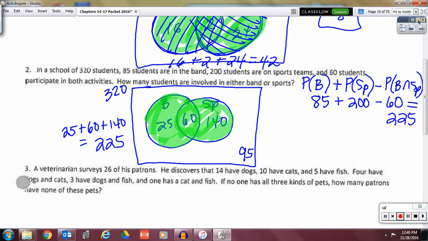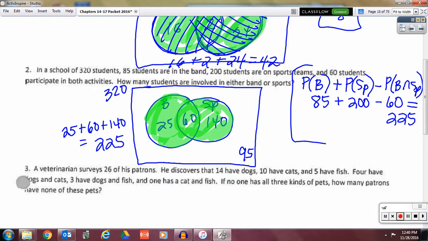Okay, so two ways. Either you've drawn your Venn diagram and you know, let's see, it says how many students are involved in either band or sports. So that's the whole circle part. So either add up the Venn diagram and do 25 plus 60 plus 140, or you could also do it this way. Probability of band plus probability of sports minus the overlap. The 60 overlap gives you that 225.